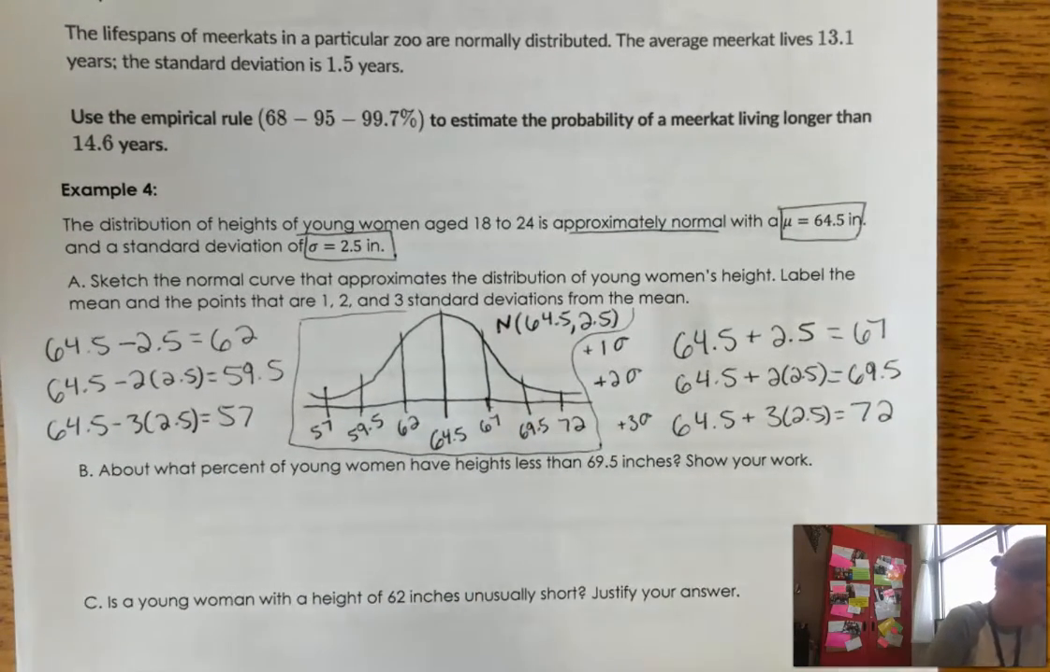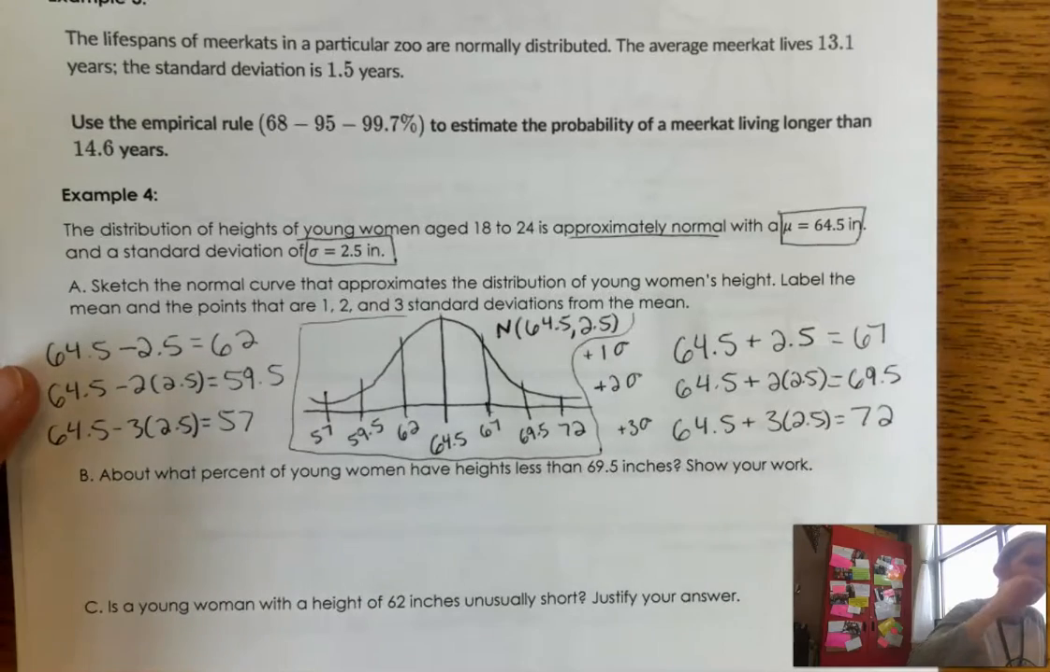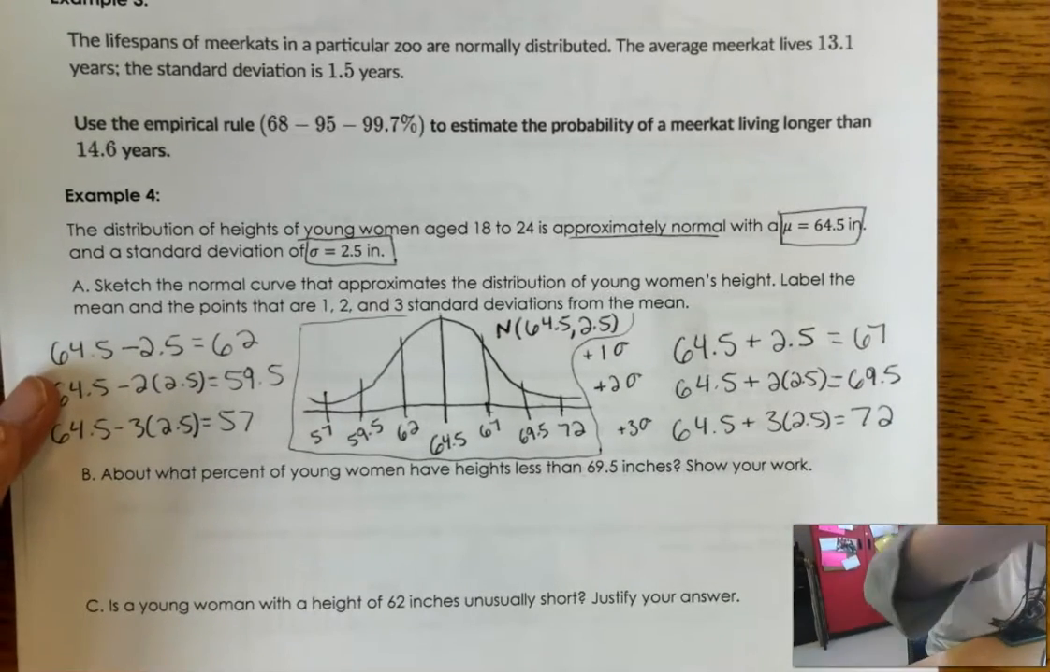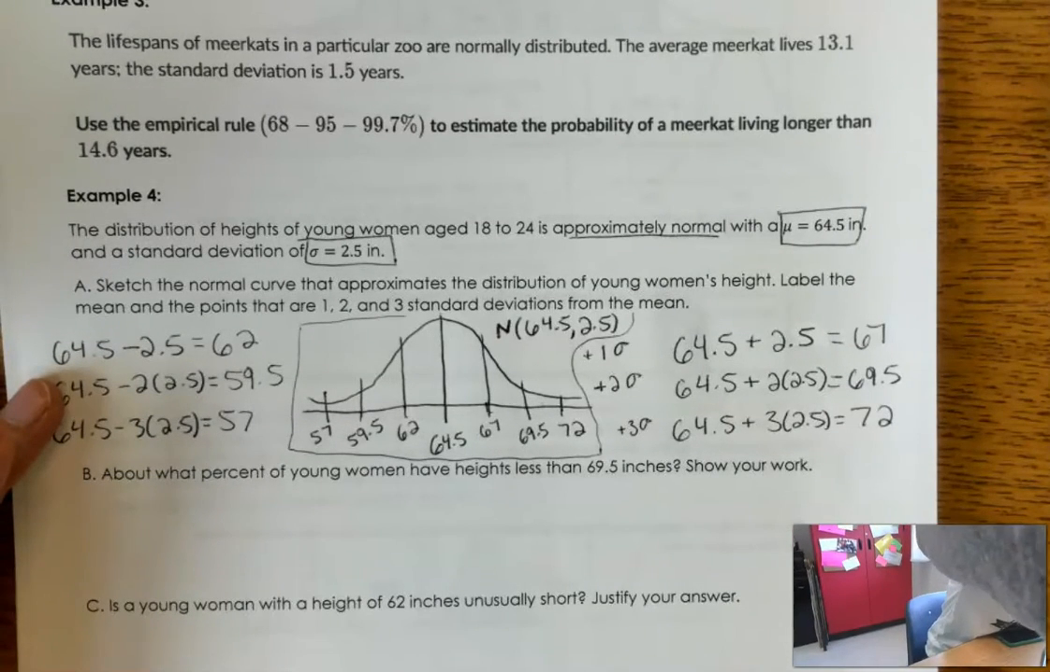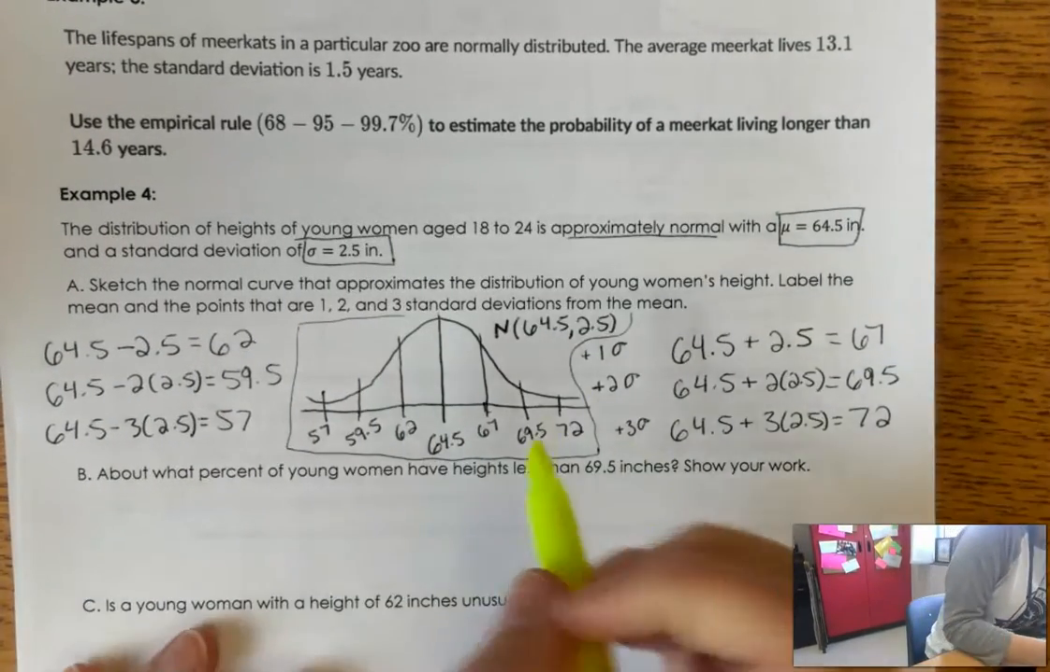All right, now this asks us, what percent of young women have heights less than 69.5 inches? Show your work. All right, so if I'm talking about heights that are less than 69.5 inches, let me highlight, let's see, 69.5.